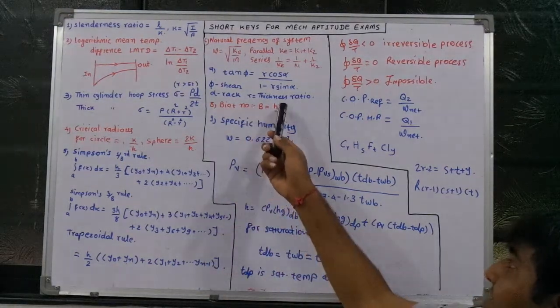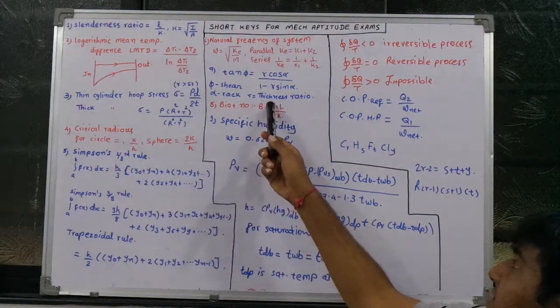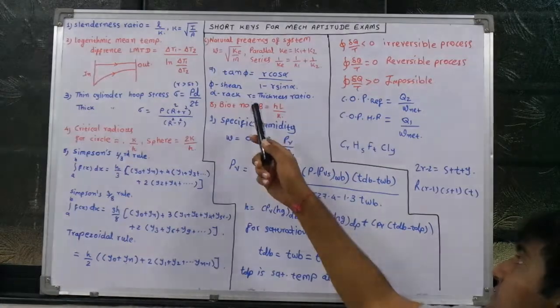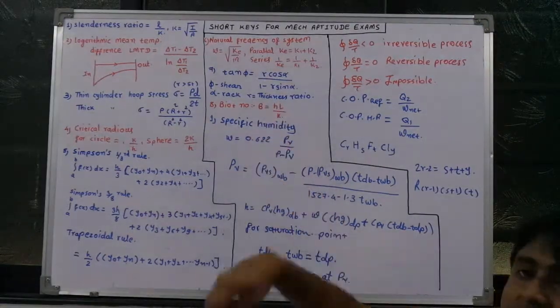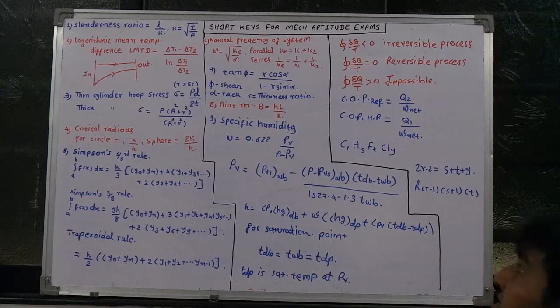Biot number is equal to HL divided by K, where H is the convective heat transfer coefficient, L is the effective length, and K is the conductive heat transfer coefficient.